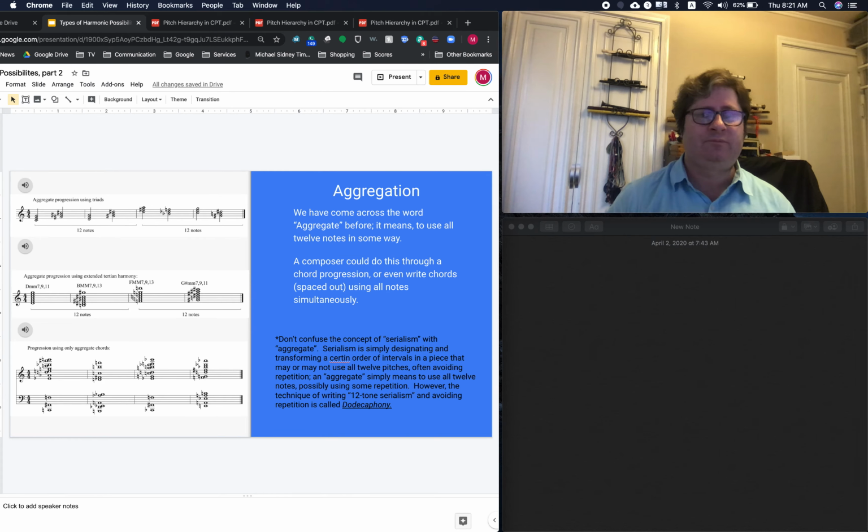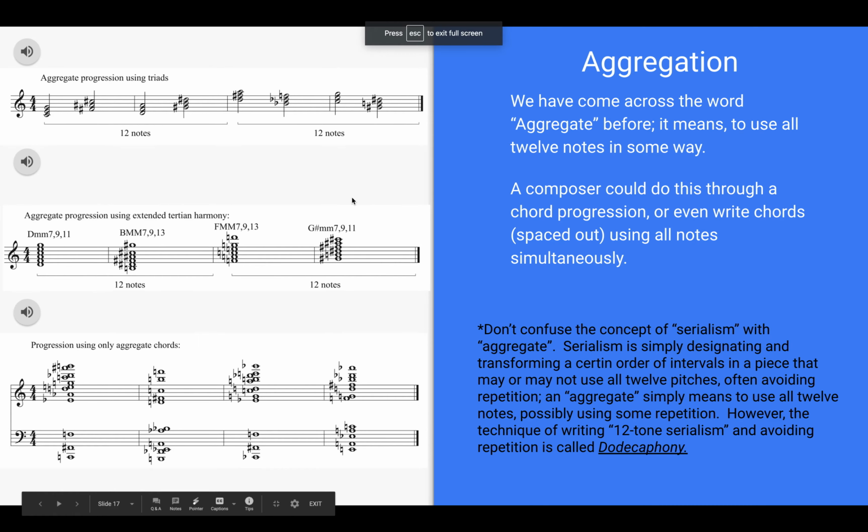Okay. Let's talk about aggregation. Not aggravation, aggregation. We have come across the word aggregate before. It means to use all 12 notes in some way. A composer could do this through chord progression or even write chords spaced out using all notes simultaneously. So let me make this a little bigger because it's hard to see and show you an example.